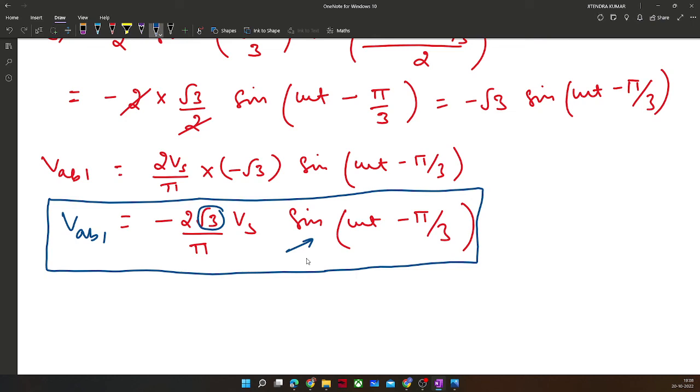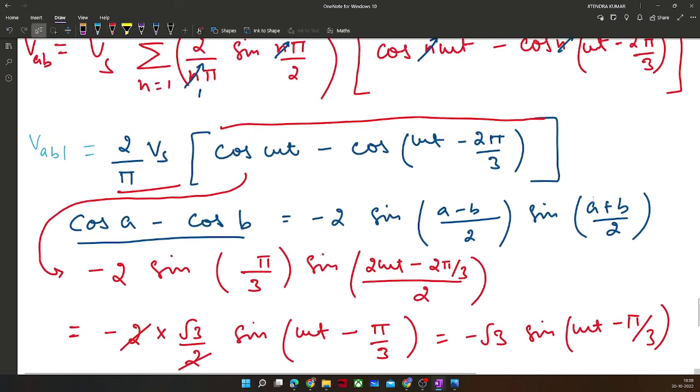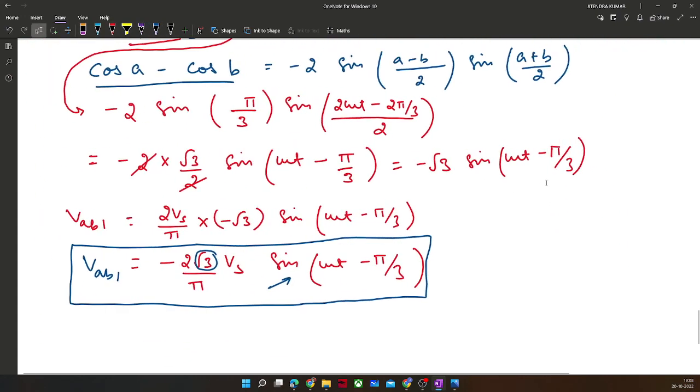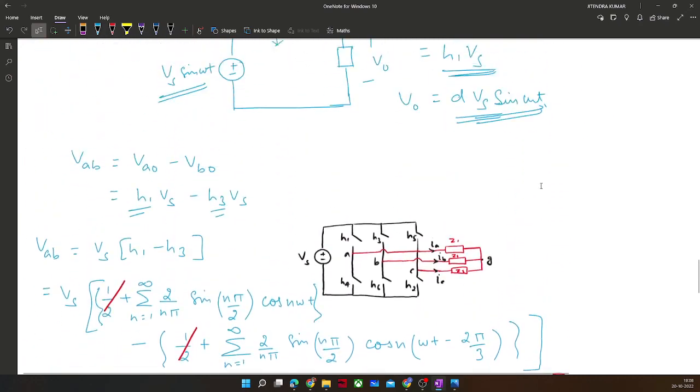Similarly, you can compute the third and fifth harmonics on your own. Then you will get expertise in this topic. We will discuss the 120-degree conduction mode in the next class, but you should try once on your own. You should practice it at your side, so you will not get any confusion. It is very simple. You just need to derive all the expressions very carefully.